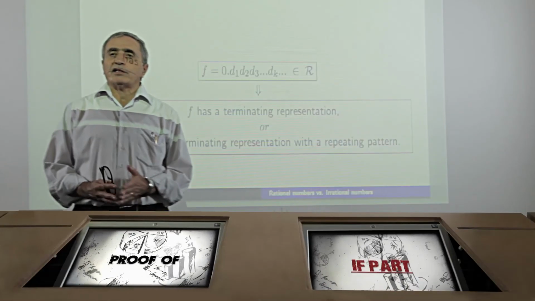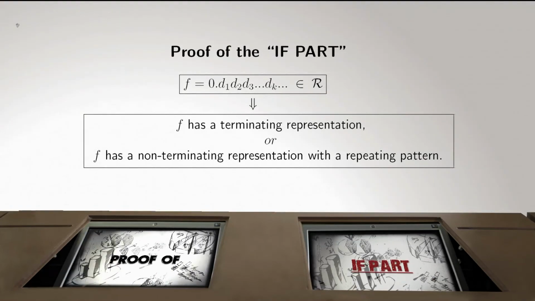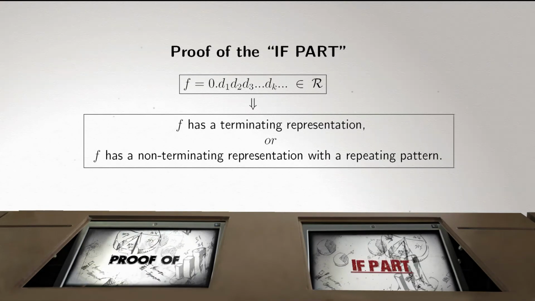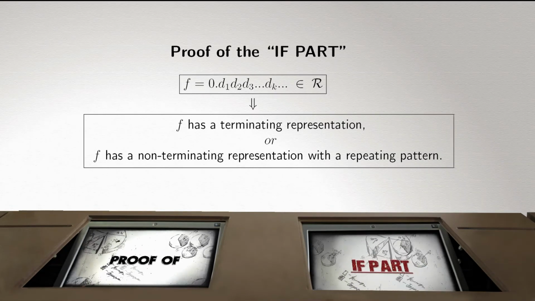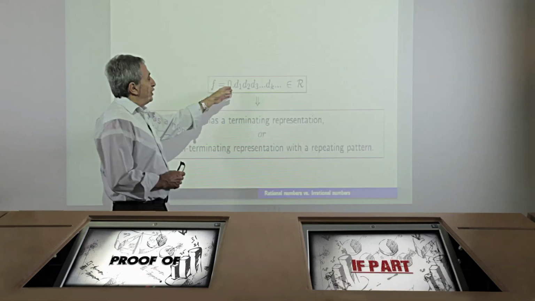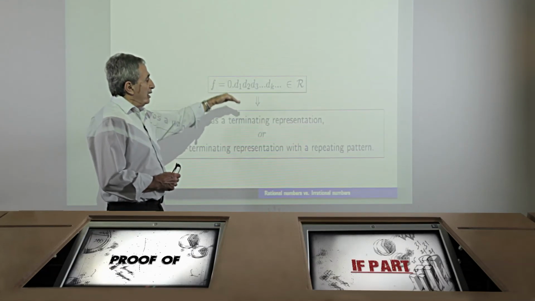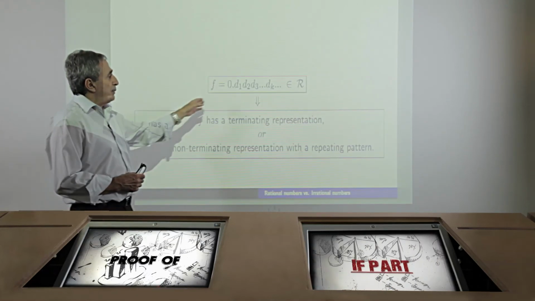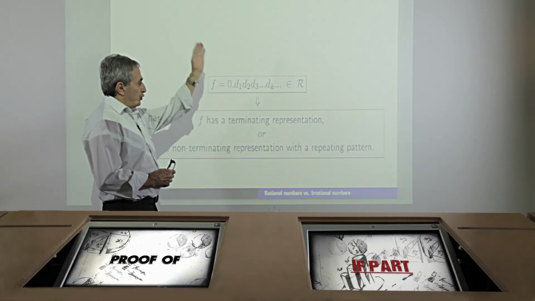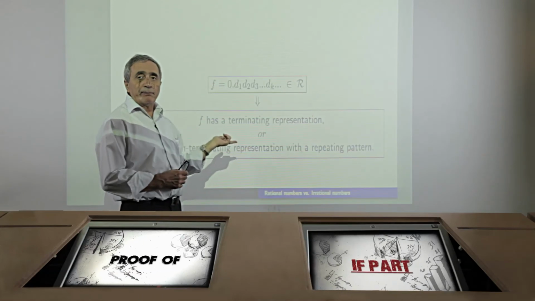Thanks, Sophie, for providing us with the proof of the only if part. We're going to go ahead and proceed with the proof of the if part. That is, we're going to start with a number f, which is rational, that is, a ratio of two integers represented by the sequence of digits d1, d2, d3, and so on. And from there, we're going to prove that this representation is going to be either finite, that is, supposed to stop, or it's going to be non-terminating, but with a repeating pattern.